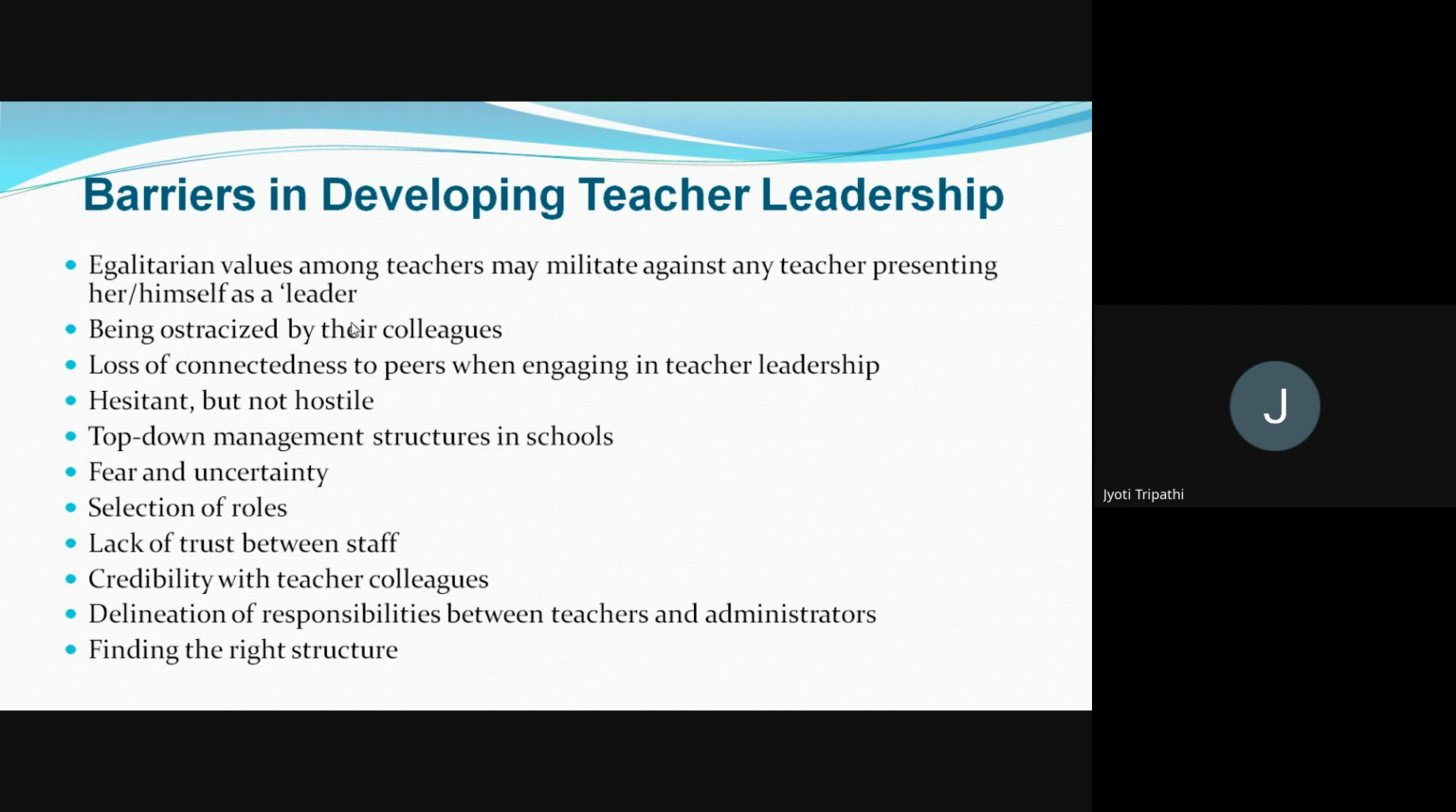Loss of connectedness to peers when engaging in teacher leadership. If they are engaged in leadership tasks, leadership performances, then they are a little higher than their fellow colleagues, and this may hamper their proper synchronization and coordination with other fellow members, and that may be a problem. Hesitant, yes, if you are hesitant, you are not vocal, that may be a problem for you to be a leader. Top down management structures in schools. This hierarchy, I mean, to raise your voice to the higher authority, you have to cross so many hierarchical levels, and that may hamper the process.